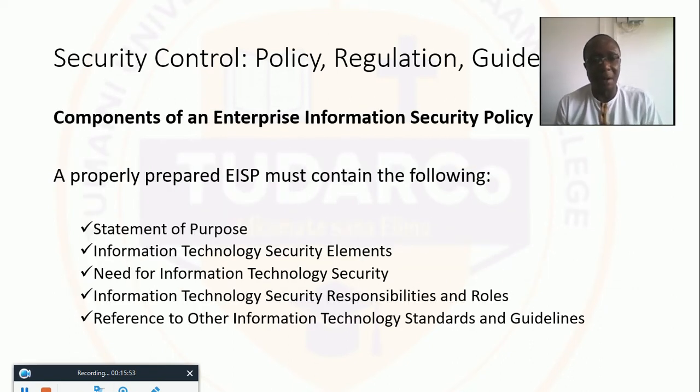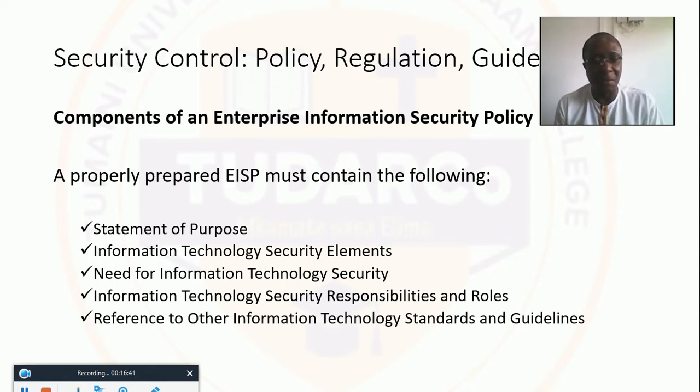Okay, a properly prepared enterprise information security policy must contain the following: a statement of purpose. We will see sample ICT security policies to see what they contain. It must have a statement of purpose. It must have information technology security elements. The ICT security elements must be there. You see, it needs a need for information technology security. These are the important components which should be spoken of in the ICT security policy.